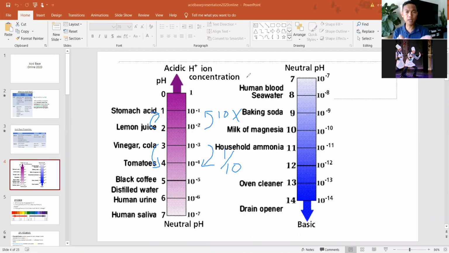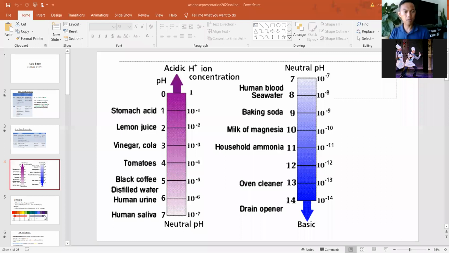So the key here is that the lower the pH number, the more concentrated it is, the greater the concentration. Notice what I have written here, because on the next slide we're going to use that information to answer some practice problems. Let me clear this up, and let's give this a try. pH scale.